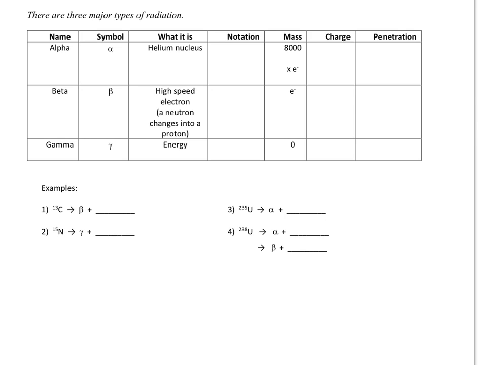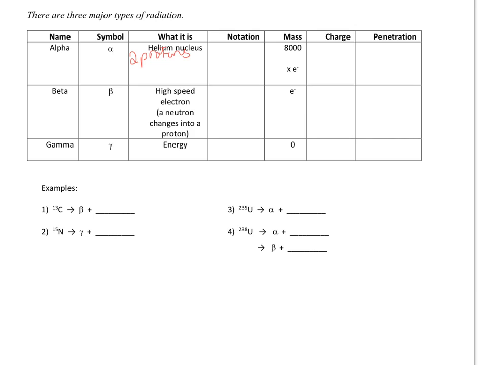So we're going to start with alpha particles. So for alpha particles, they're named after the Greek letter alpha, the first letter of the Greek alphabet. And basically what it is, it's a helium nucleus. So what's inside of a helium nucleus? A helium nucleus, its atomic number is 2, so that means it has 2 protons.